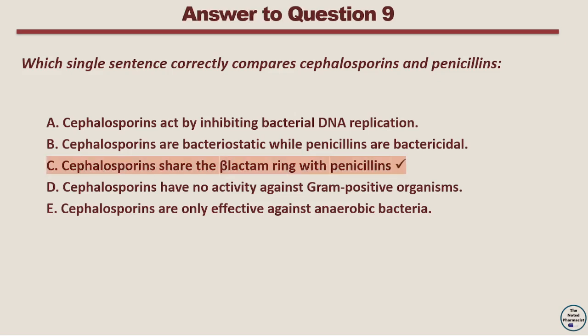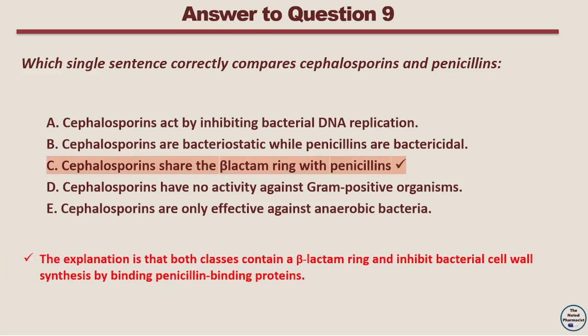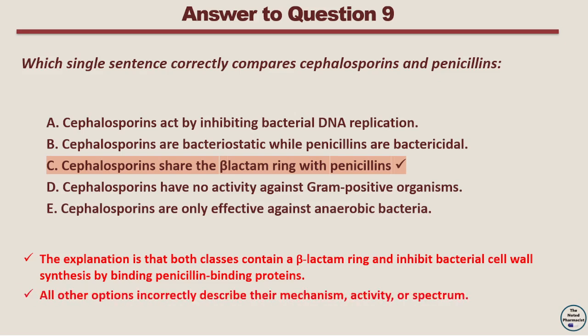The correct answer is option C. Cephalosporins share beta-lactam ring with penicillins. The explanation is that both classes contain a beta-lactam ring and inhibit bacterial cell wall synthesis by binding penicillin-binding proteins. All other options incorrectly describe their mechanism, activity, or spectrum.